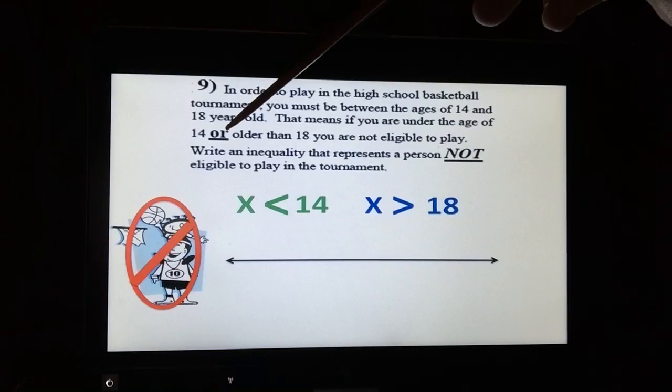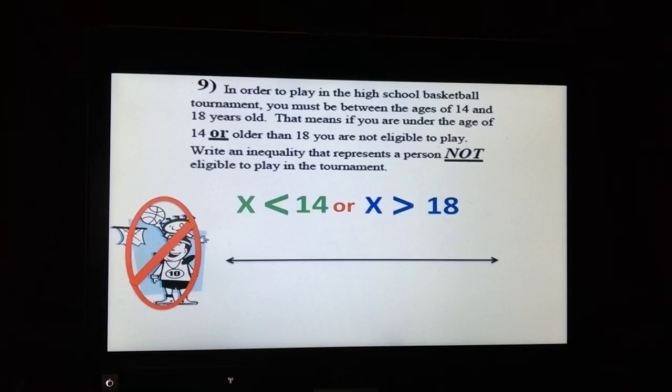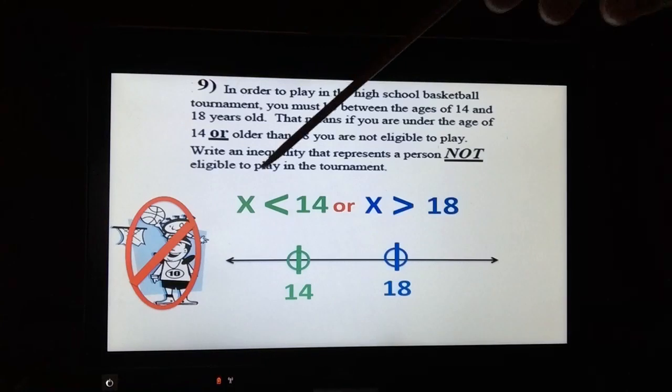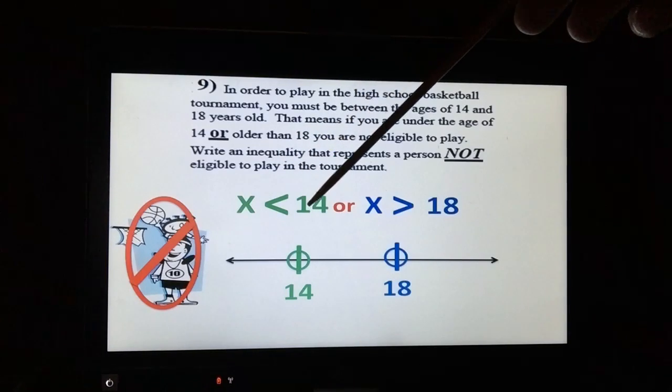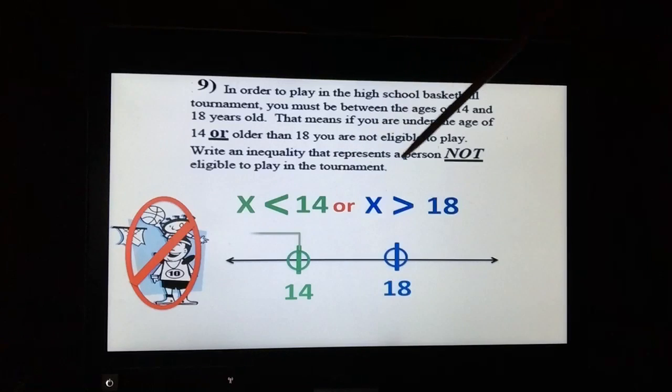Now over here there's an or, so we're going to go ahead and put the or in there, and then we're going to graph this. So we have 14 and 18 again. This time we have open circles because we do not have or equal to bars. Again, this is asking who cannot play, and we already determined that 14-year-olds and 18-year-olds can play. So we got open circles there. Now for this one, x is less than 14, that's going to go up to the left. X is greater than 18, that's going to go up to the right.